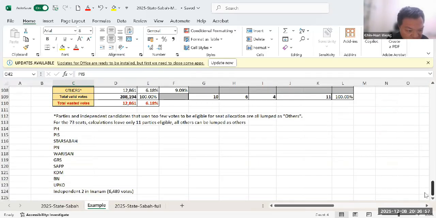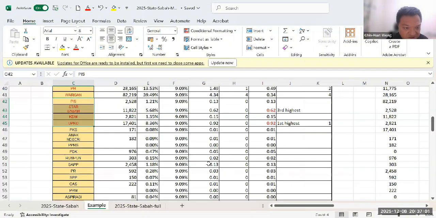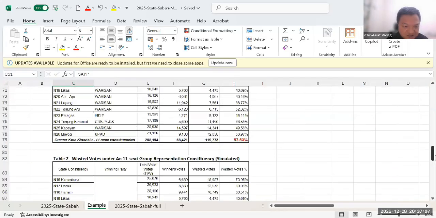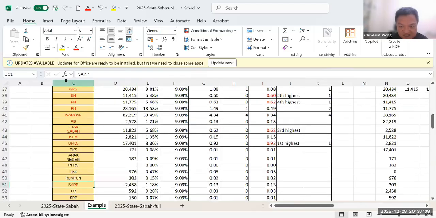Star, Sabah, Warisan, BN, UPKO, KDM, SCPP. Okay, I forgot SCPP. And the last guy is the independent. So you're going to create a list like this.